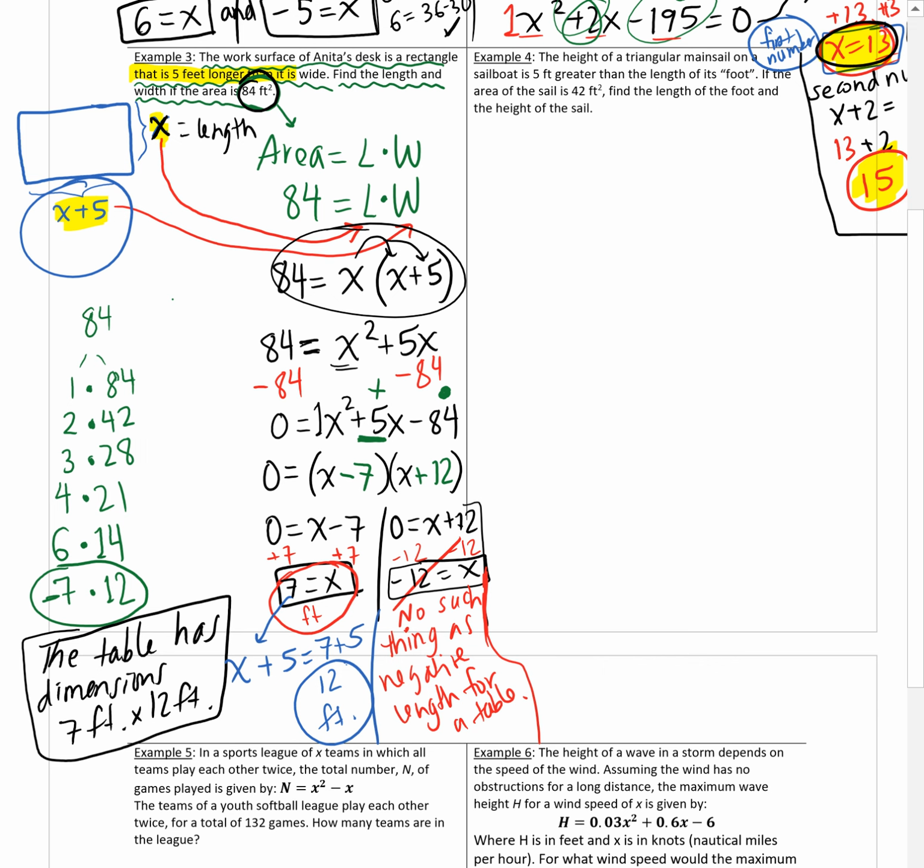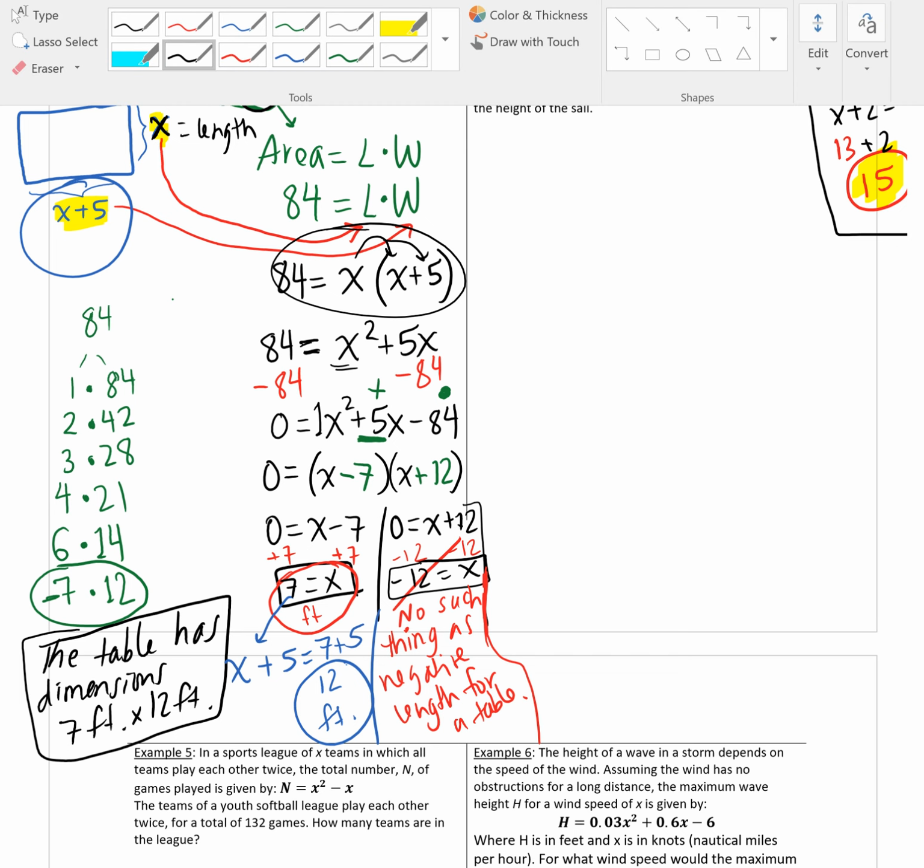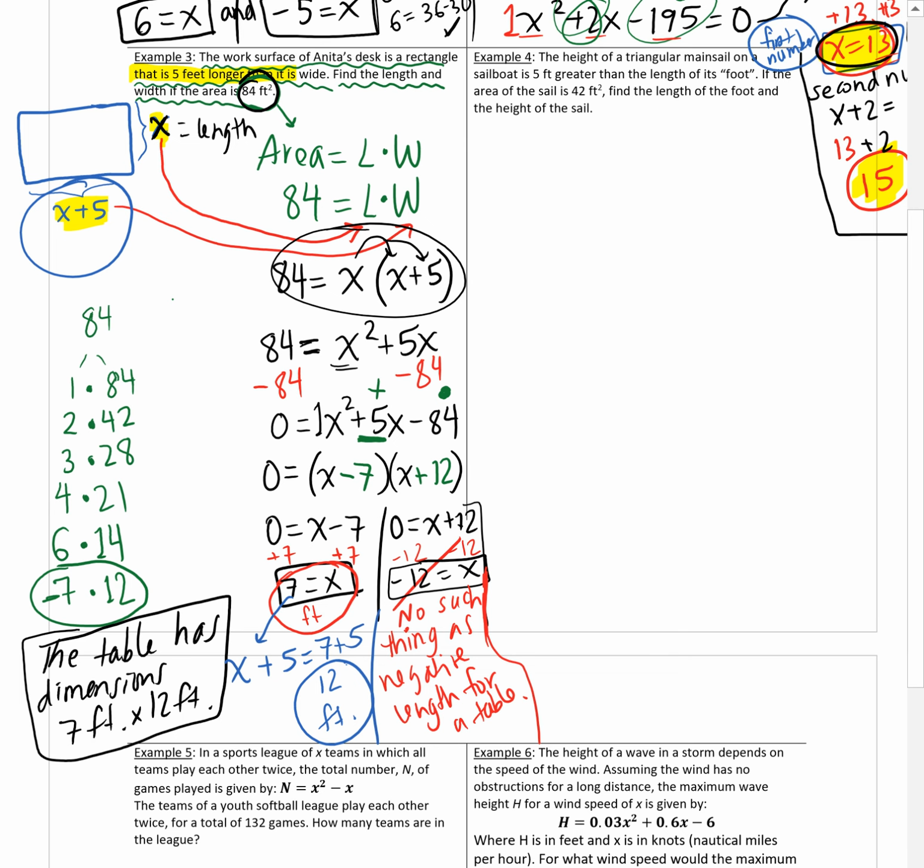Alright, let's try this next one. What do we have? It says the height of a triangular mainsail on a sailboat is 5 feet greater than the length of its "foot." I guess they put quotes there because foot must be like the base length of the triangle. I don't know, maybe that's a sailing reference or something. If the area of the sail is 42 square feet, find the length of the foot and the height of the sail.